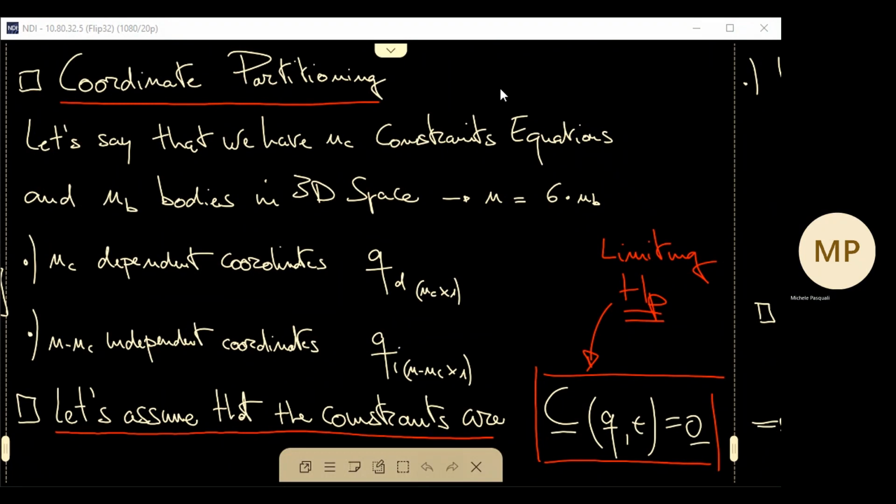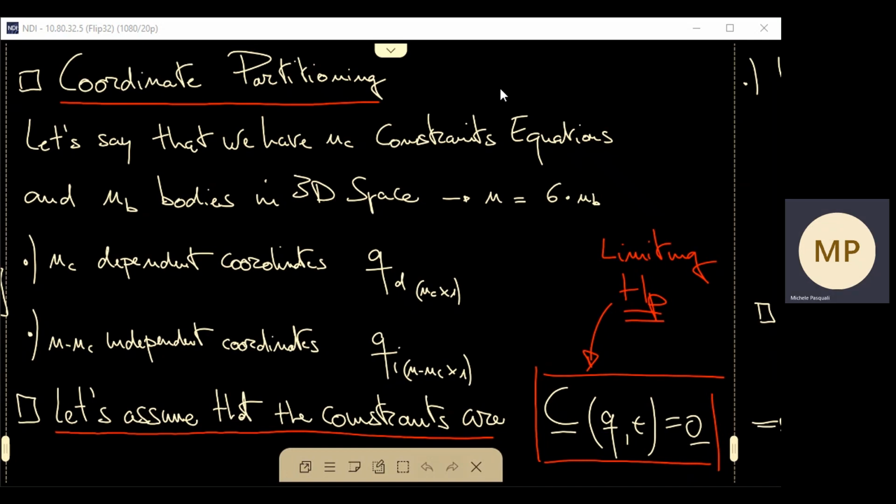Okay, so we basically start from where we left. Yesterday, in the very last part of the lecture, we were discussing coordinate partitioning, namely the division, the categorization of the generalized coordinates which describe a system into independent and dependent coordinates, as a consequence of the analysis of the constraints imposed over the system.